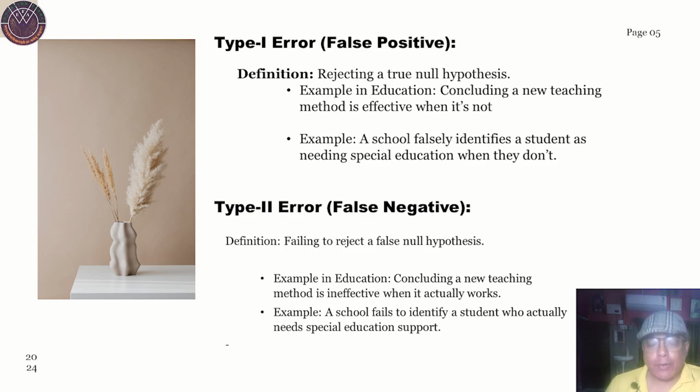So examples from education: concluding a new teaching method is ineffective, that it is not working, when it actually works, and you fail to identify that a special method of teaching is required for special children, for a particular group of children, but you fail to identify it. So that is called beta error. So type 1 error is known as alpha error or false positive. Type 2 error is called false negative or beta error.